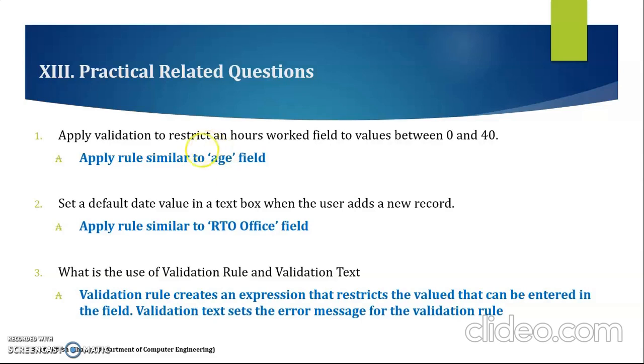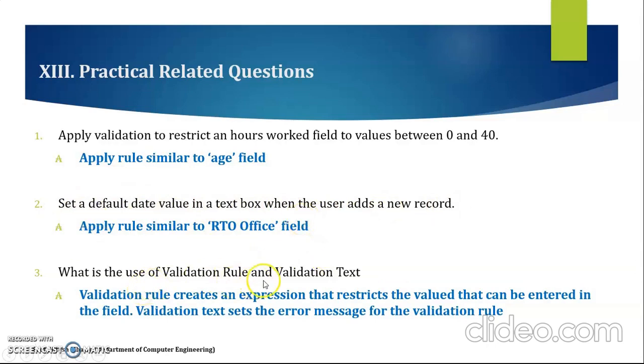Now, practical related questions, like: apply validation to restrict an hours work field to values between 0 to 40. For this, the same thing that we have used for the age field can be applied. That's why I have written here, apply the rule similar to the age field. Again, set a default value in a text box where the user adds a new record. This is the same as what we did for the RTO office, where the default value was Bhinder.